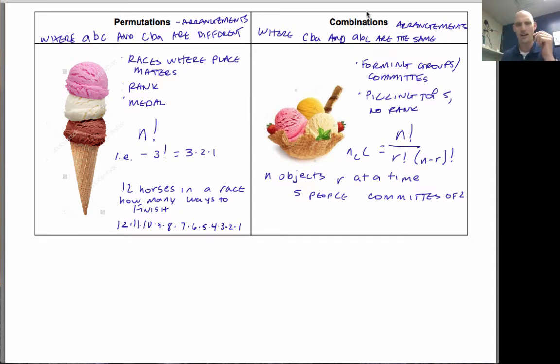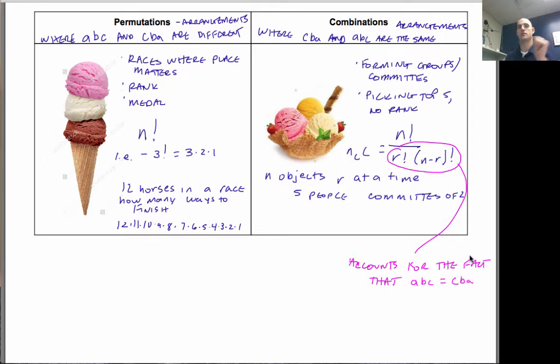And so I divide by this part, because this part accounts for the fact that ABC is equal to CBA. So in a combination, it's important because you're saying, I've got all these choices, but ABC and CBA are the same. So I have to eliminate that when I'm counting them.